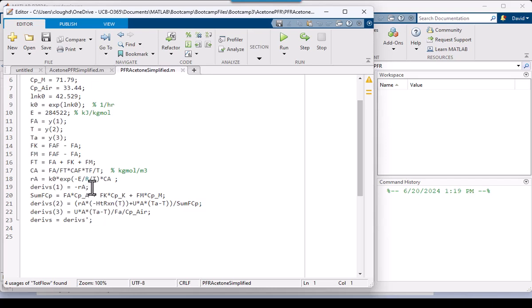So the first derivative is disappearance of acetone. And then we've got the sum of our flow rates times heat capacities. And then we have our differential equation for temperature of our reaction mixture divided by that denominator. And then we have the differential equation for temperature of air. We have the three derivatives, we transpose them and return that from the function.